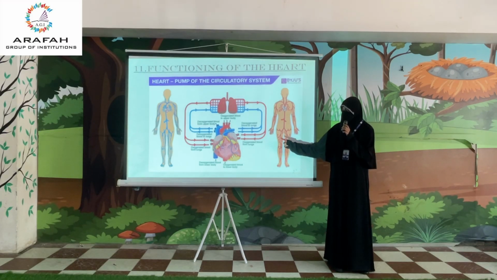The right side of the heart contains deoxygenated blood received from different parts of the body. The deoxygenated blood is pumped to the lungs. In the lungs, the blood gets rid of carbon dioxide and takes in oxygen from the air inhaled into them. This oxygen-rich blood is received by the left side of the heart from the lungs and is pumped to different parts of the body.